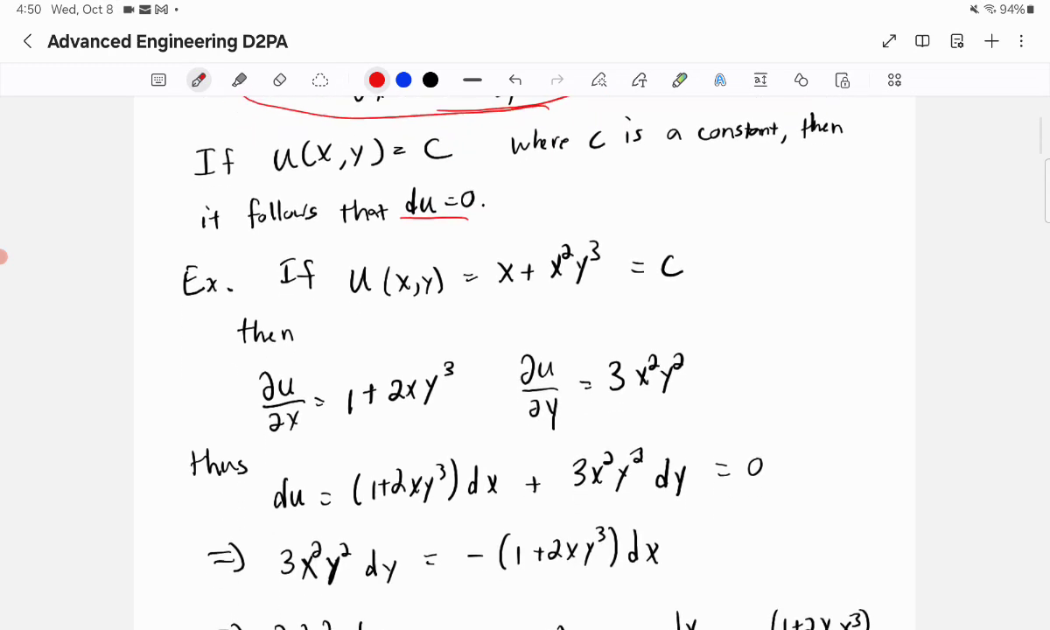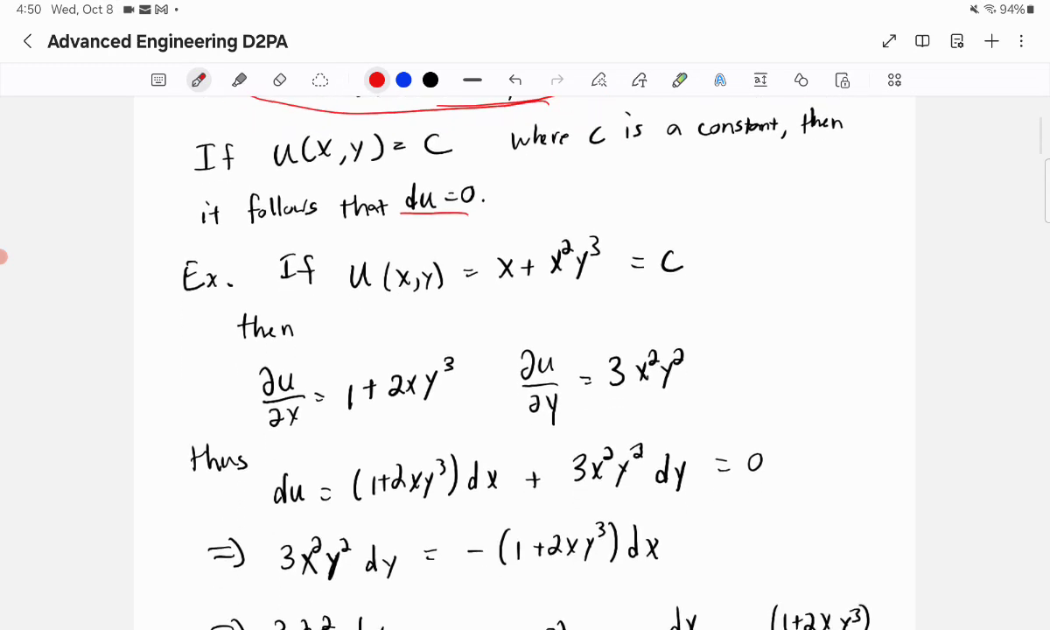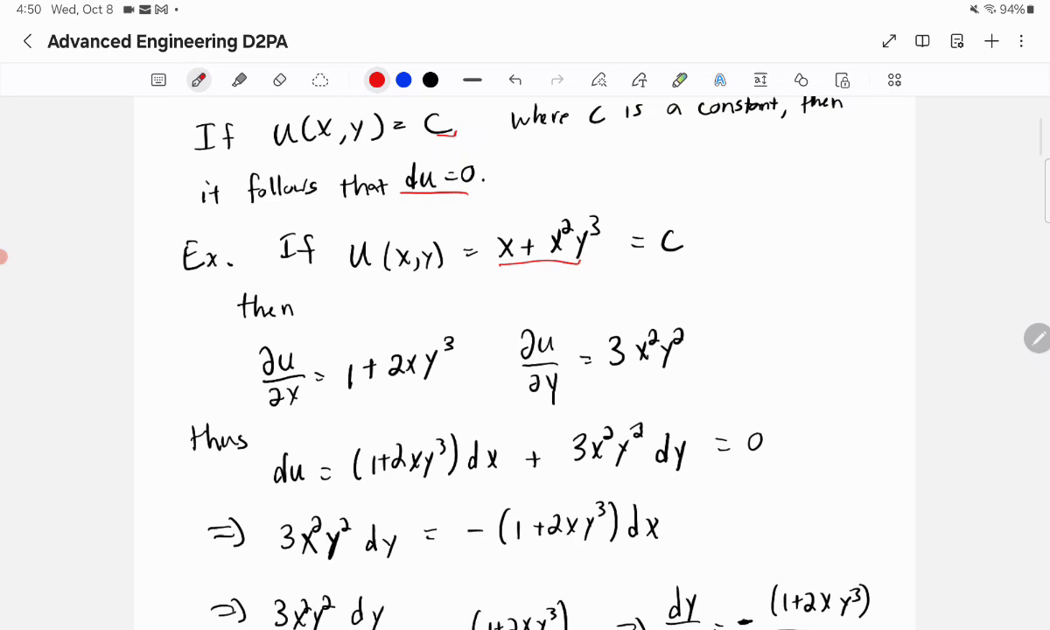Now, here's an example of having some kind of function of x and y equal to some constant. So we have this function x plus x squared times y cubed, right? This is a function of x and y, and we're going to set it equal to the constant c like we were doing above. We can actually then figure out these partial derivatives, right? We've now set the function to be x plus x squared y cubed.